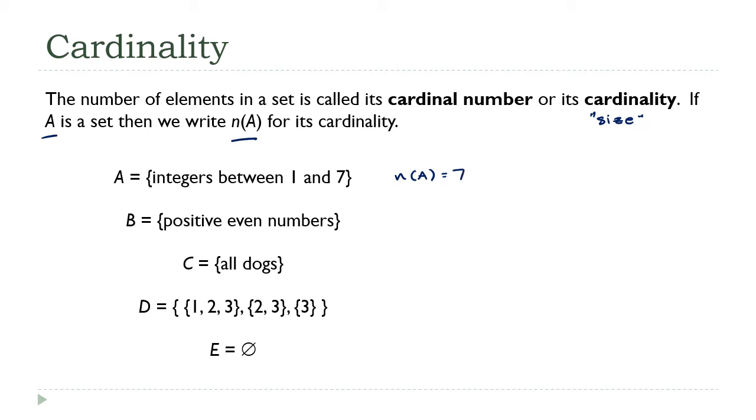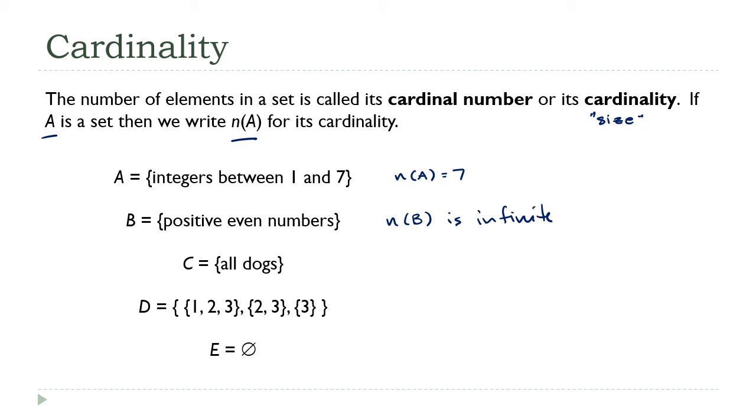All right, so how about B? What is the cardinality of B? Well, positive even numbers. This is an unbounded set, right? There is no biggest number on this list. So this is infinite. Having spelling issues today. Infinite. There we go.